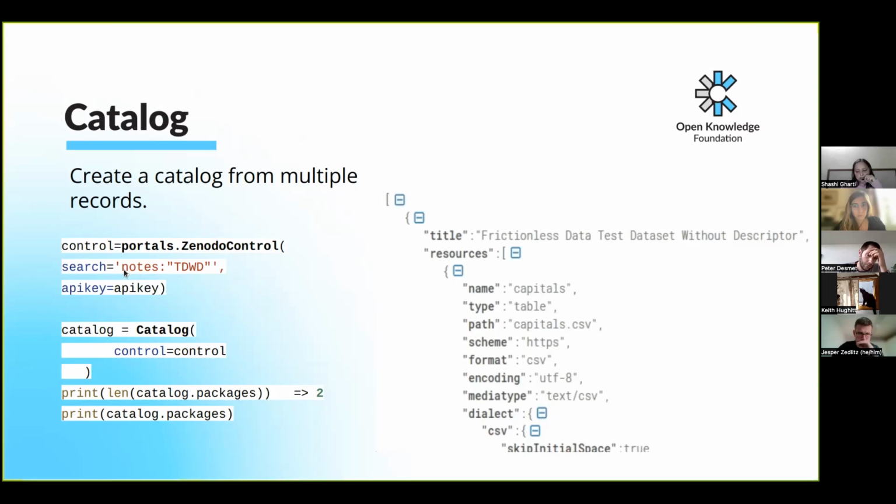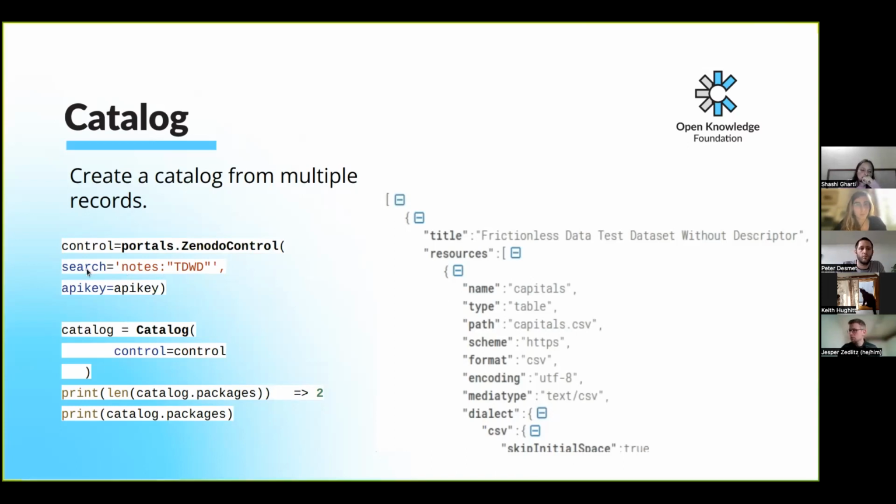So it will search for all the records that it can find with this matching query, and then it will create the list of records. It will find the records, convert those records into packages, make the list of packages, create the catalog and return the catalog.